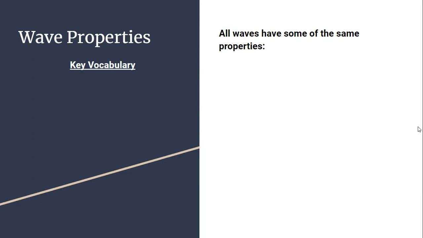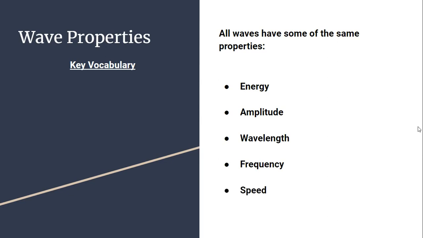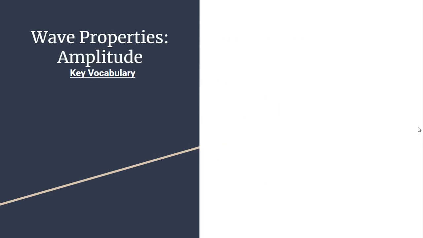All of these waves share some of the same properties that include things like energy, amplitude, wavelength, frequency, and speed. Let's start with amplitude.